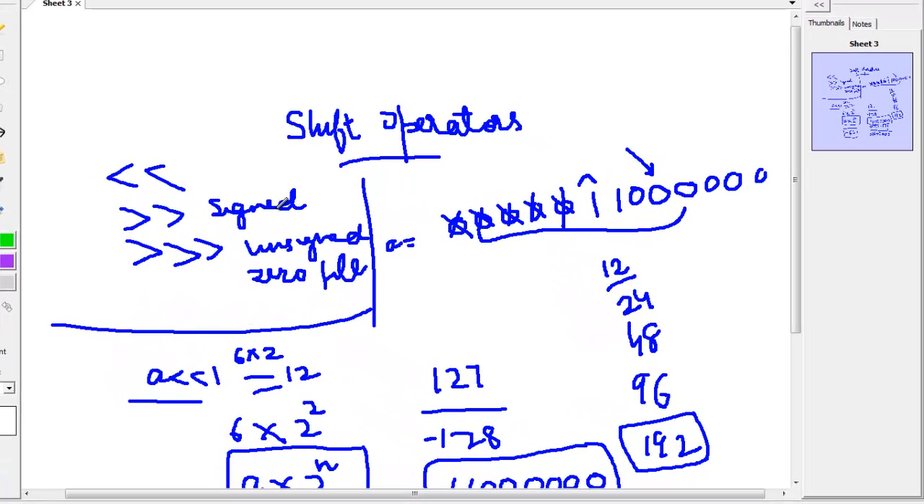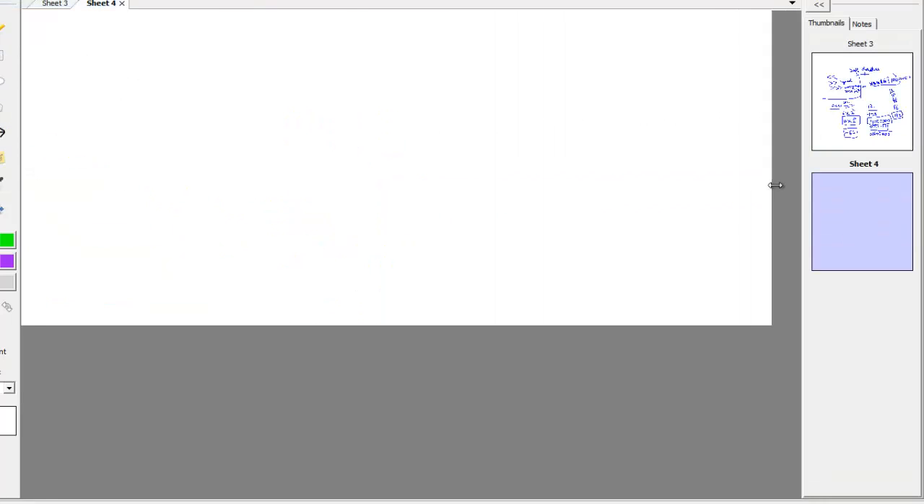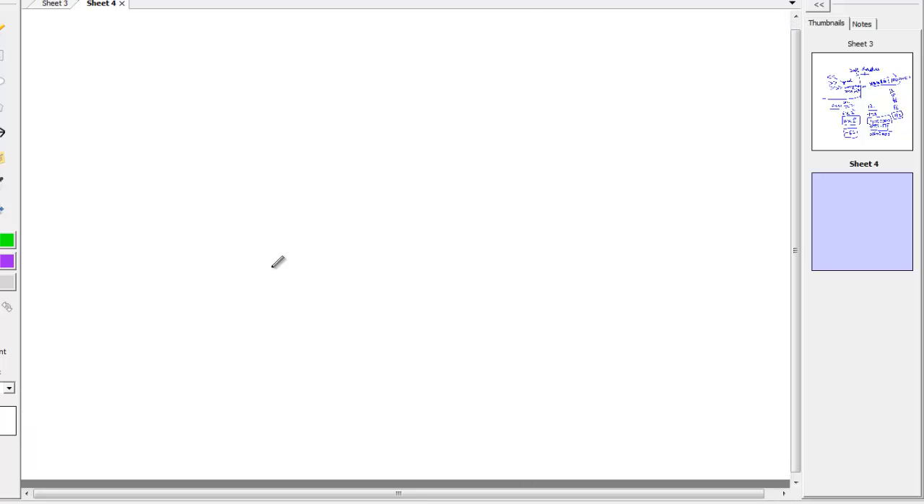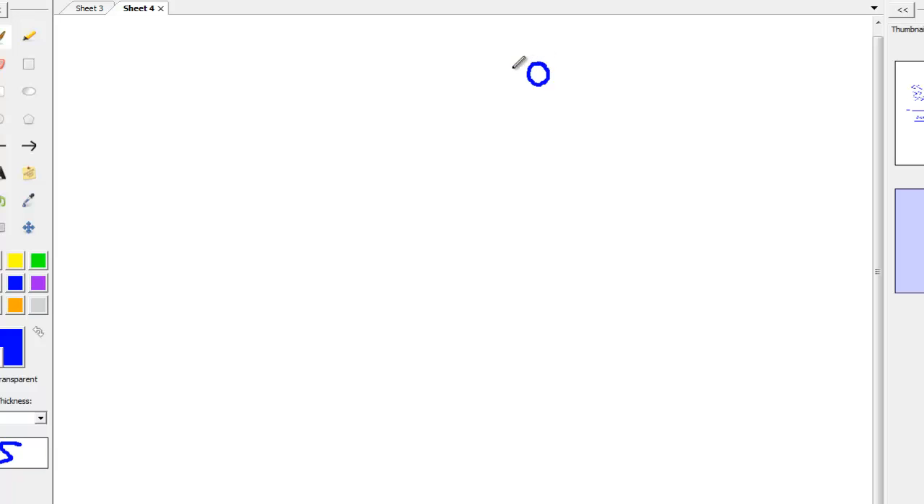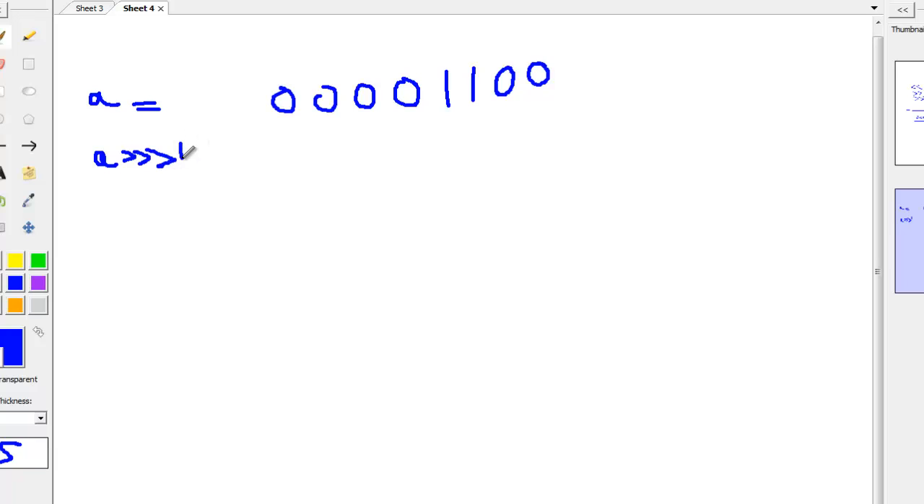So next we will see what happens when we shift the number to the right. So when we shift the number to the right, suppose we'll again take say 12. So we have the number 0. For 12 I need 4 plus 8. Suppose I have A as this, and I say A right shift by 1 position. So this is unsigned shift.